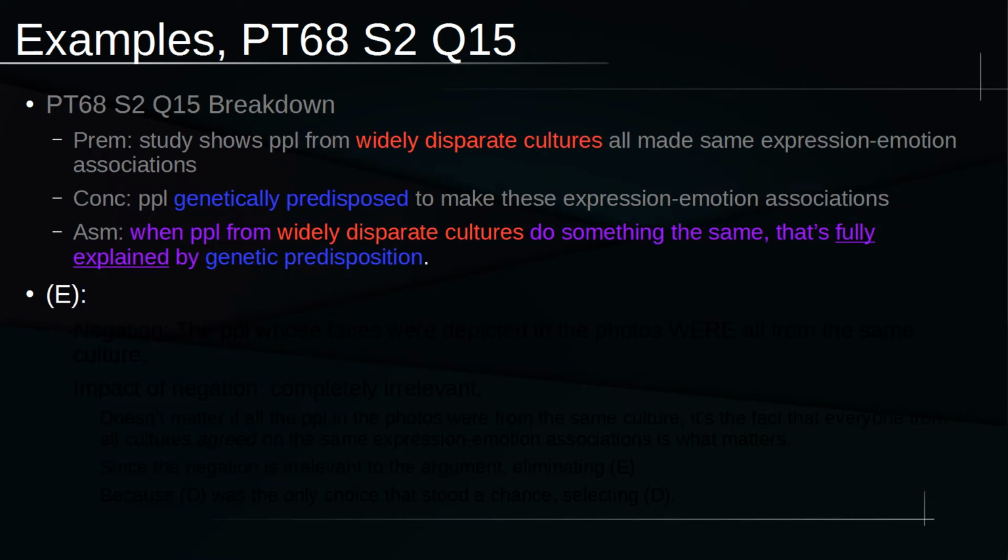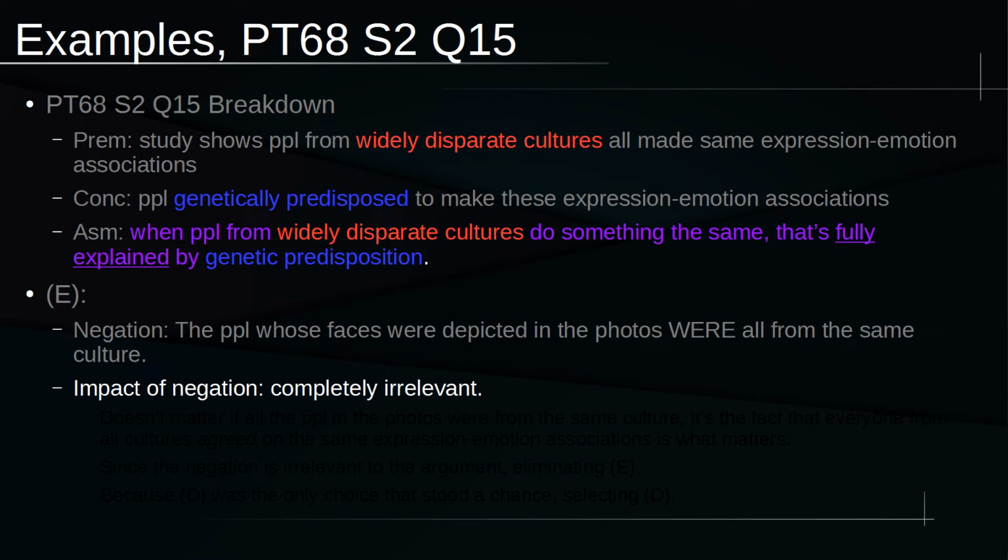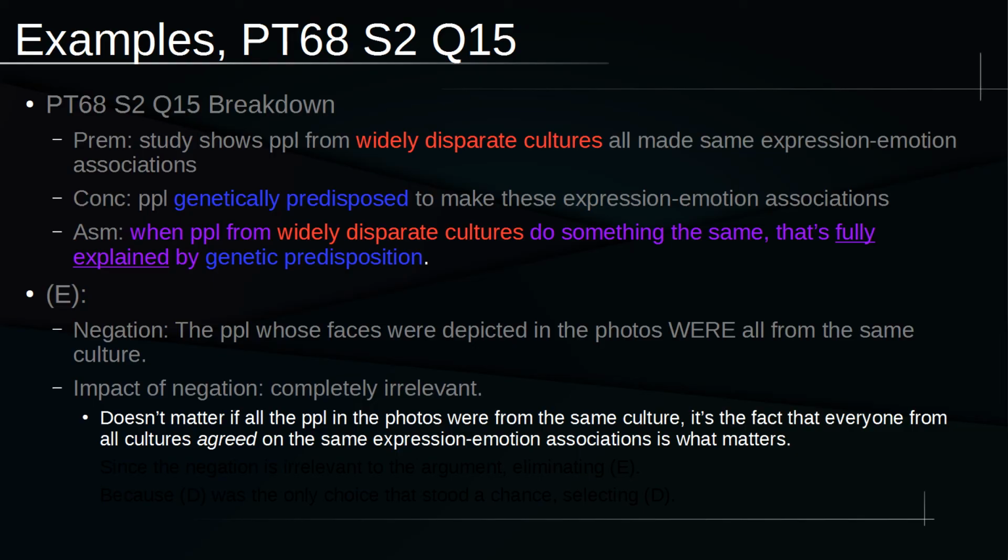So that brings us to E. Negating this one gives us: the people whose faces were depicted in the photos were all from the same culture. Looking at the impact of this negation, it is completely irrelevant. What it comes down to is that it doesn't matter if all the people in the photos were from the same culture. Again, just like some of the other choices that we've seen.